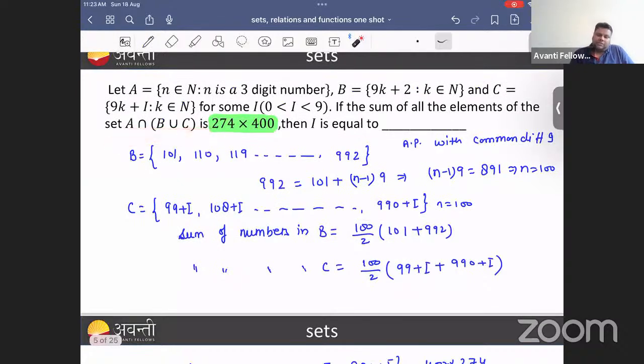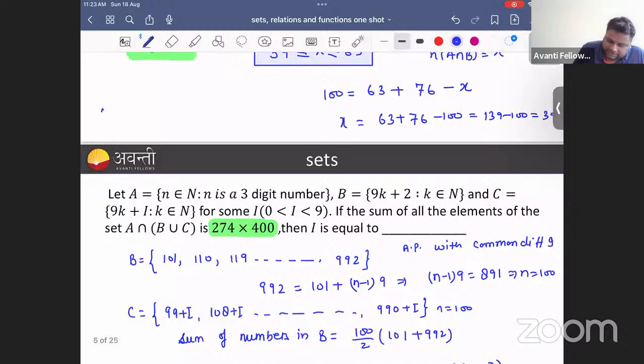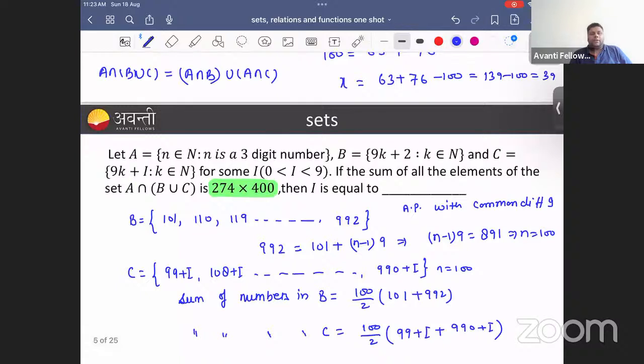A intersection (B union C). You must know that A intersection (B union C) can also be written as (A intersection B) union (A intersection C). Got it? So, first of all, finding the elements in A intersection B. A intersection B has all those elements which are of 3 digits and which when divided by 9 leave remainder 2. So, what will be the first number? 101, then 110, then 119, up to 992.